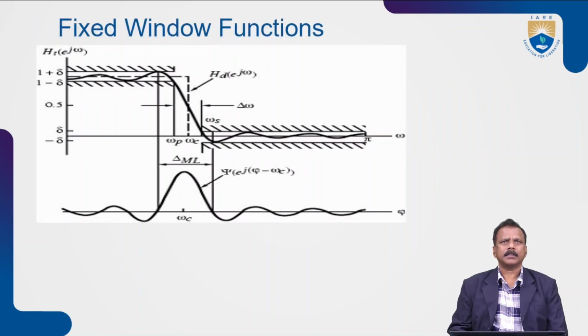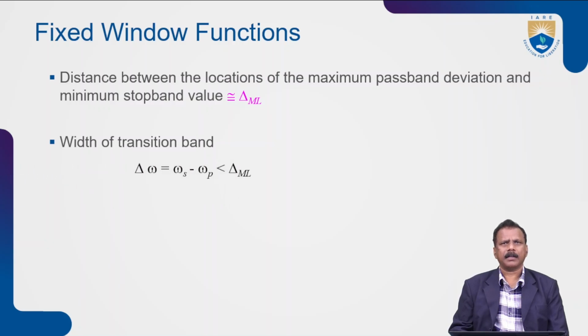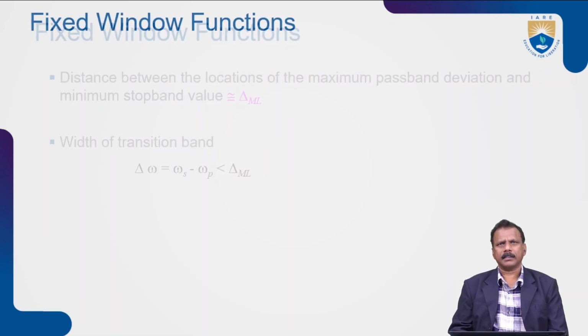Graphically, the distance between the locations of the maximum passband deviation and the minimum stopband value is approximately delta ml. So the width of the transition band, delta omega equal to omega s minus omega p, is less than or equal to delta ml. This is the relative width of the transition band.